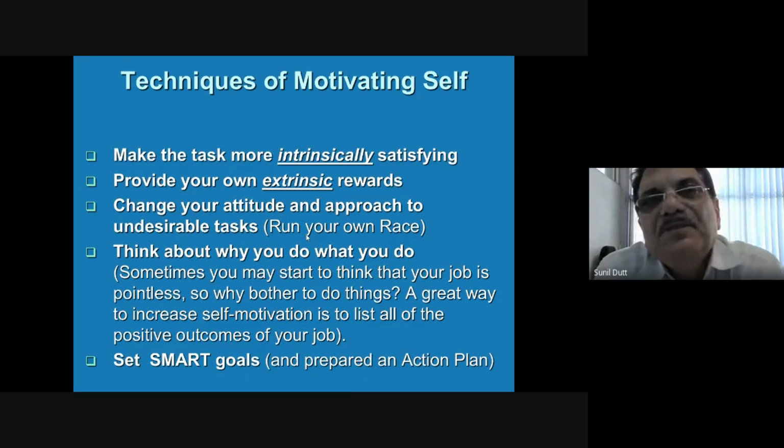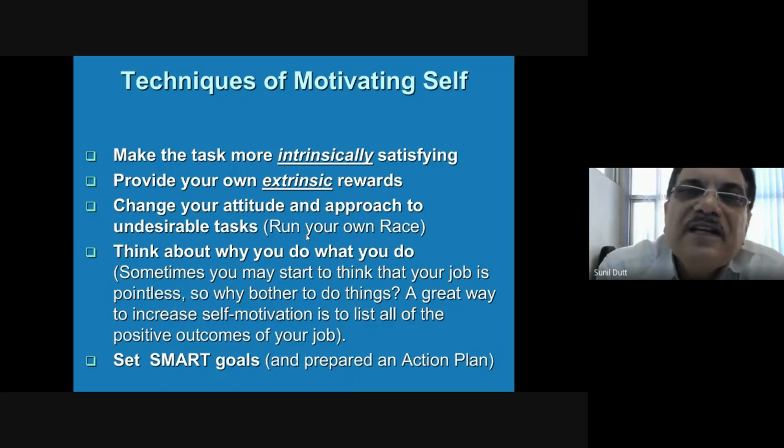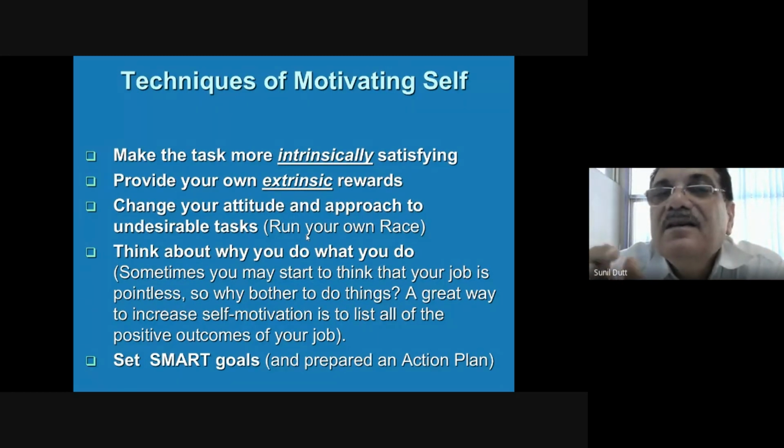Set SMART goals. These five components must be visible in the goal statement. It has to be specific, it has to be measurable, attainable, relevant, time bound. So when you are writing goals for yourself, the goal has to be specific, meaning you need to use words which themselves give direction.